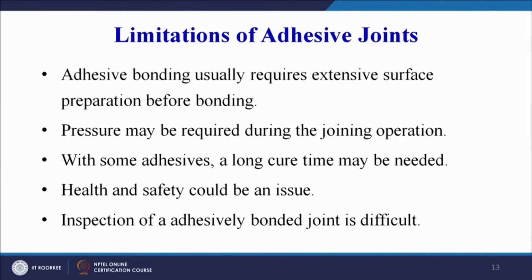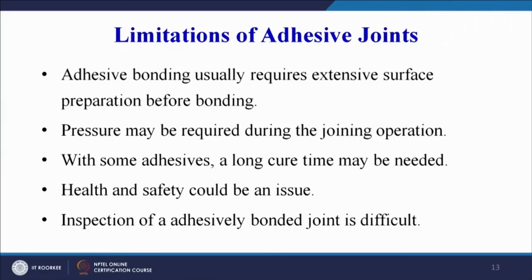But it has its gray areas also. Let us try to understand the limitations of adhesively bonded joints. First, adhesively bonded joints usually require extensive surface preparation before bonding. I think it has become absolutely clear that to develop mechanical interlocking or chemical bonding between the adhesive and the adherent, surface preparation is mandatory. So adhesive joining requires exhaustive surface preparation in order to develop a good joint.